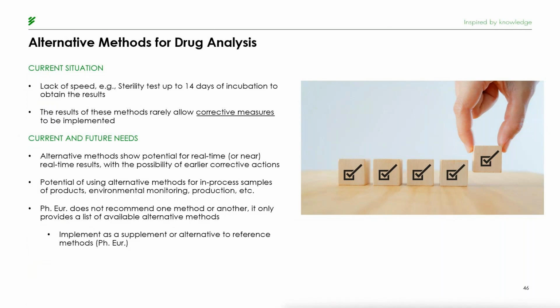Therefore, there is a need for rapid methods in the analysis of medications, not only for the final product, but for the process, the environmental monitoring, among others. However, the pharmacopoeia still does not recommend one method or another, but instead indicates just the available methods or techniques which could be implemented as a supplement or even alternative to the reference method, which are the culture methods.